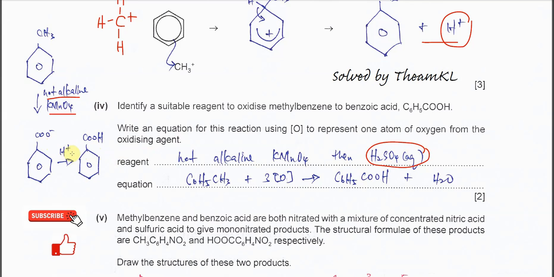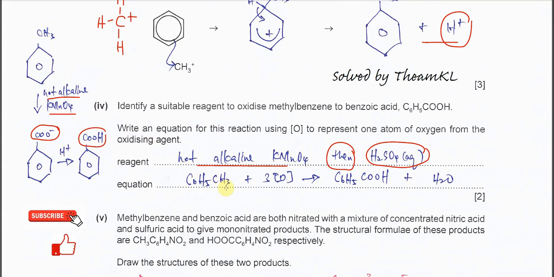So when we add the acid solution to this anion, this anion will get the hydrogen, or the H plus, to form the benzoic acid. So the reagents that you need to put are hot alkaline KMnO4, then H2SO4 aqueous, meaning this is the acid solution that converts this salt to the benzoic acid.